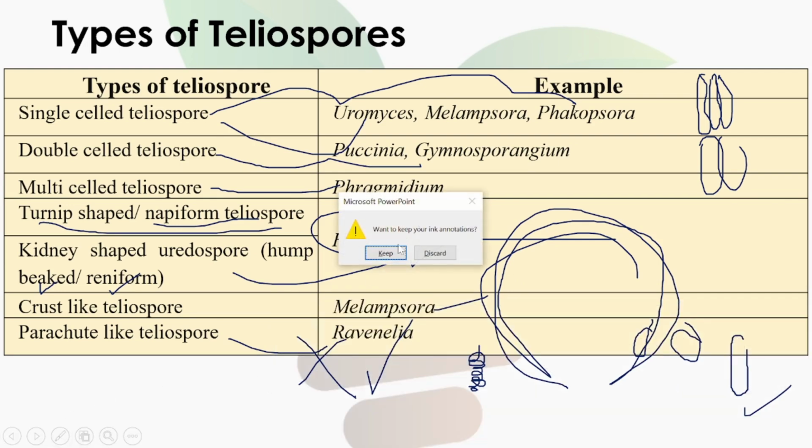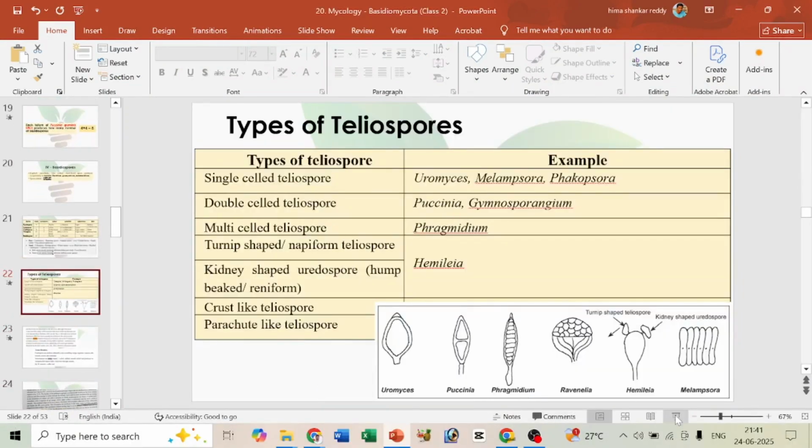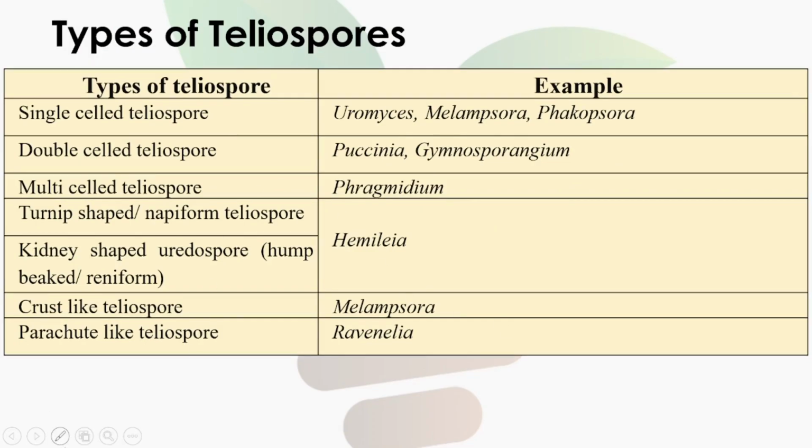Just 1 minute. So here, another point you need to keep in mind: tell me one important disease that is caused by the particular genera. Tell me one important disease caused by Uromyces. Chickpea rust, bean rust, Uromyces appendiculatus. Pea rust also. Melampsora: linseed rust, gene for gene hypothesis.